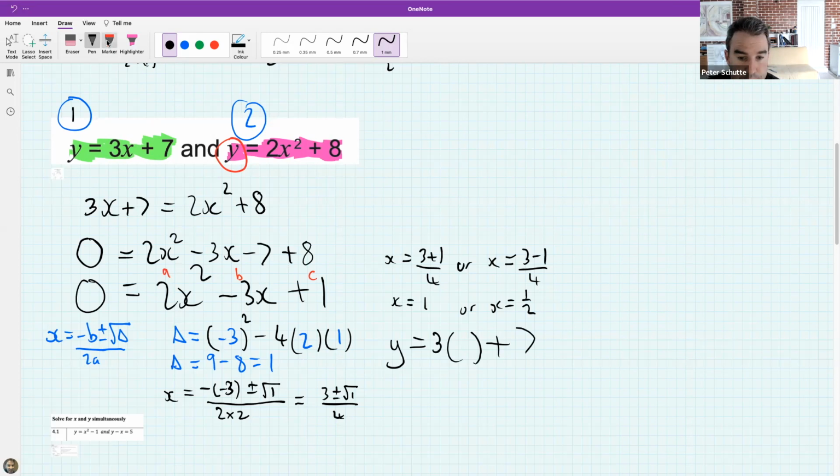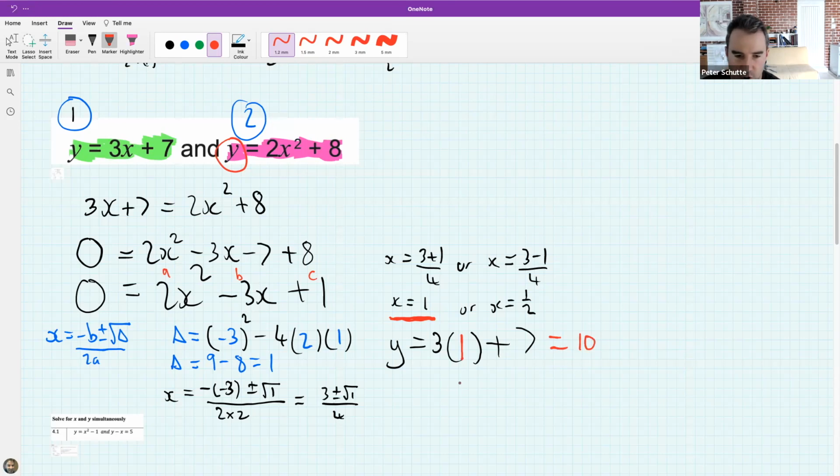Yes, sir. So what would you do? We will use the answers we got for x and substitute them into equation 1. Perfect. I loved how you referred to equation 1 there, the green one. You're saying I must use the green one. Yes, sir. Okay, what do you get if x is 1? What is the y value that goes with that? The y value will be 10.